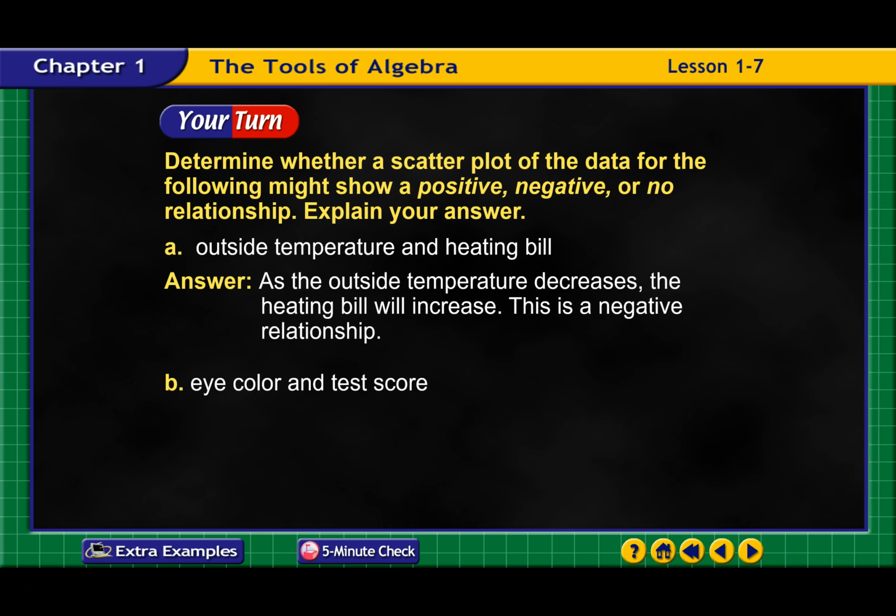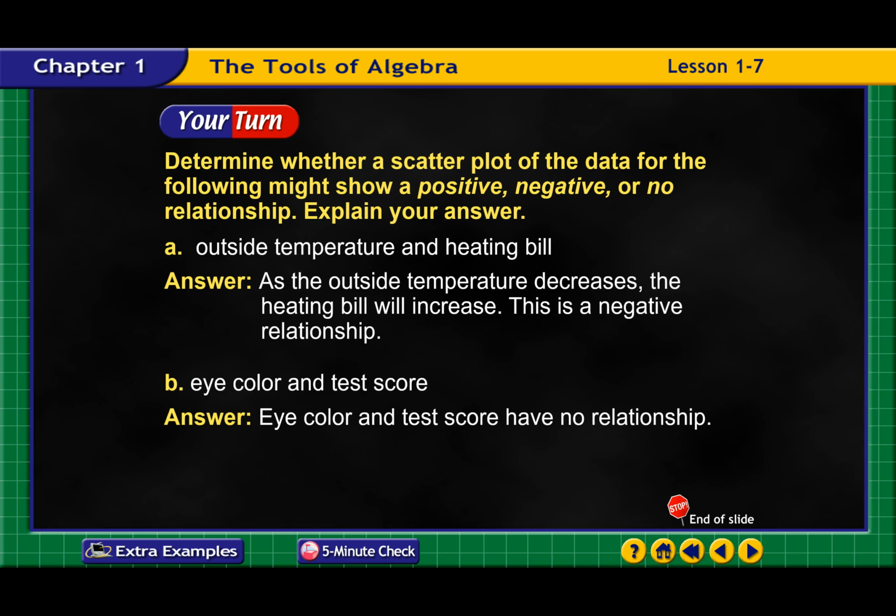Eye color and test scores. Eye color and test scores really aren't related, so I would say they're probably going to be no relationship here. So if I tried to draw that out, the negative one here, if I had made this over here and say outside temperature goes down, then the heating bill will go up. So it just depends on how you draw that.